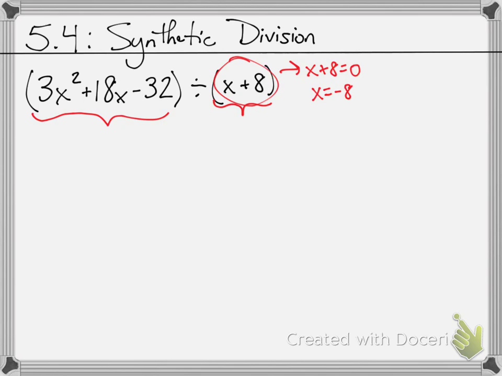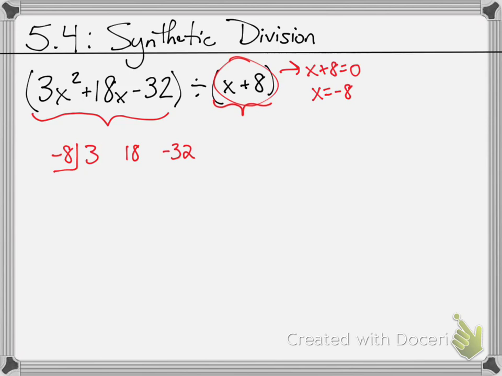So what we're going to do here is take that x value, and I'm going to go ahead and put in a little elbow box. Right next to it, I'm going to put all of the numbers that we see in our dividend. So I'm going to rip off the 3, the 18, and the negative 32. Leave a little space between them so that it's not a complete jumbled mess. But we're ripping off all the coefficients and the constant. We're going to keep them in the same order, put them right next to this box.